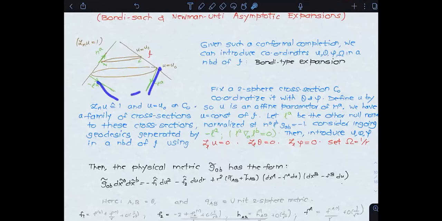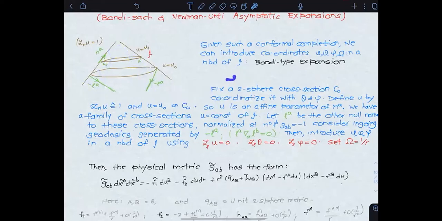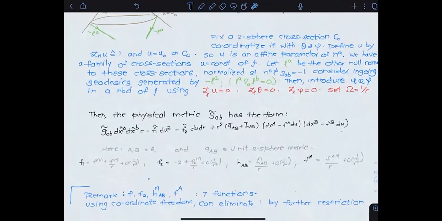So I get u, theta, phi here because I got theta, phi and u, and I'll get them along this cross section, along this null cone, along this null cone, etc. So in this whole neighborhood near scri, I get coordinates which are going to be u, theta, phi. And of course, I already have the coordinate omega, and I can just set omega to be equal to 1 upon r, just the definition of r. And therefore, I got coordinates r, theta, phi, and u. So given a conformal completion, I can introduce these coordinates, and then you can check.